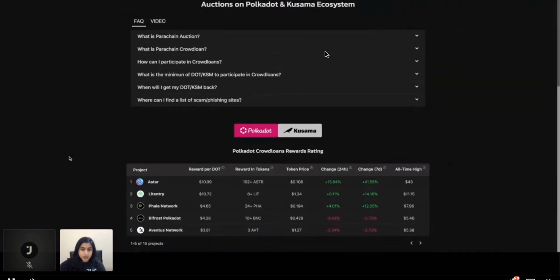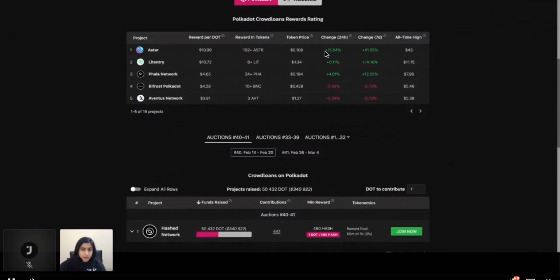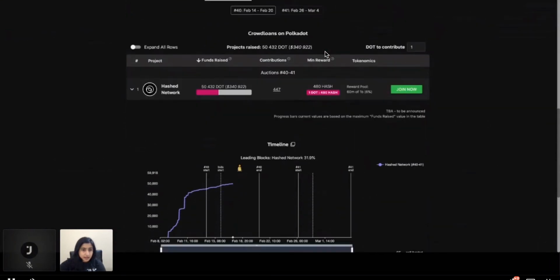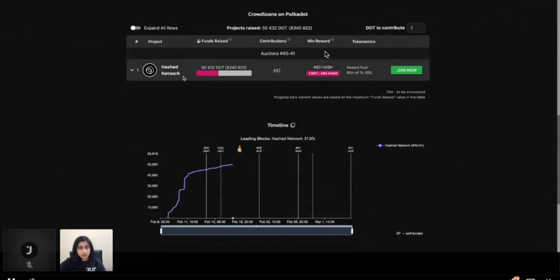here, you will be able to see the parachains that are currently competing. As of today, there is only one parachain in the auction right now. We can see that all of its details are here. There's a Join Now button, so if as a contributor you want to contribute to them, it is possible to do that.